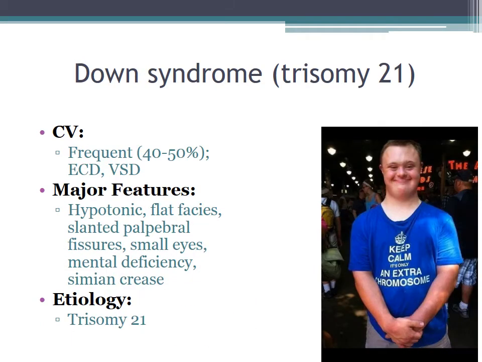Down syndrome is next. They have frequent cardiovascular issues. About 40 to 50% of the time, they'll have cardiovascular issues, most commonly endocardial cushion defects, yet they can also have VSDs. The major features are they can be hypotonic, they have flat faces, slanted palpebral fissures, small eyes, mental deficiency, they have a simian crease, and the etiology is, of course, trisomy 21.